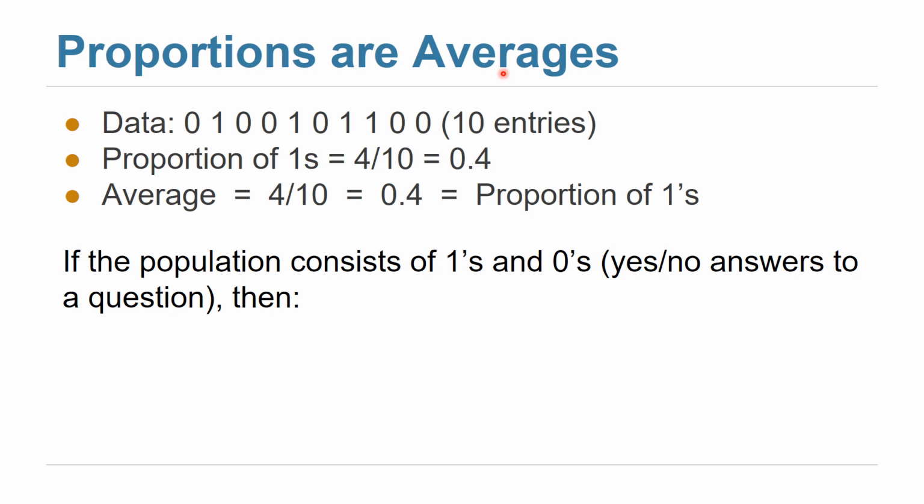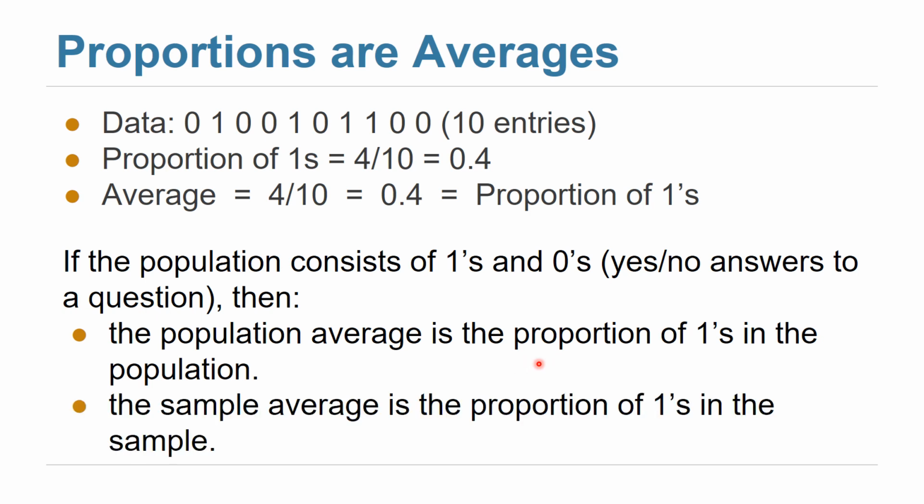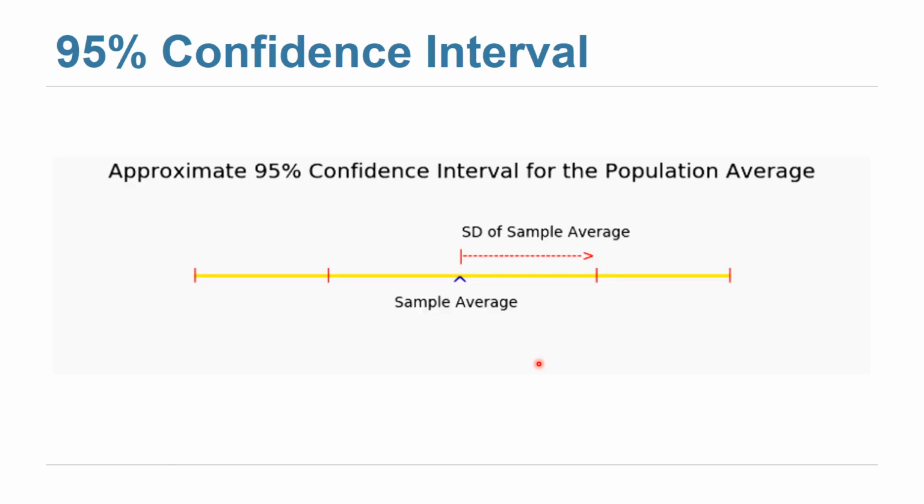Okay, so if the population consists of ones and zeros, which means votes or yes or no answers to a question, then the population average is the proportion of ones in the population, and the sample average is the proportion of ones in the sample. Now remember, the 95% confidence interval is that width, which is 4 units of standard deviations from the sample average.